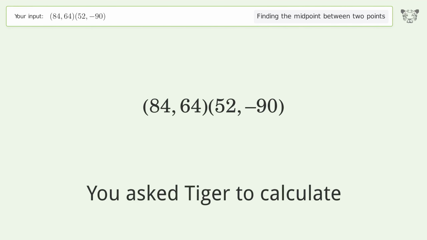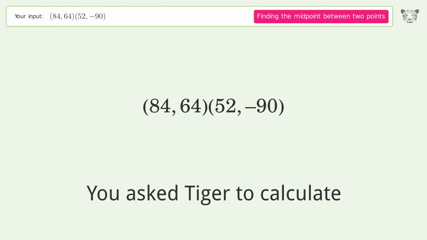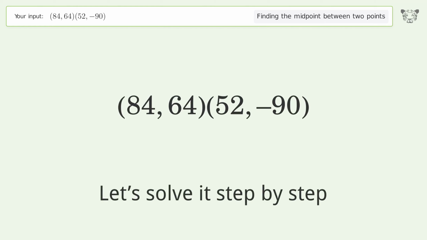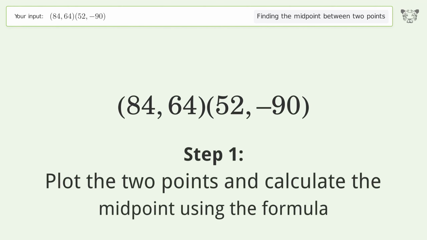You ask Tiger to calculate. This deals with finding the midpoint between 2 points. The midpoint between the 2 points is 68, -13. Let's solve it step by step. Plot the 2 points and calculate the midpoint using the formula.